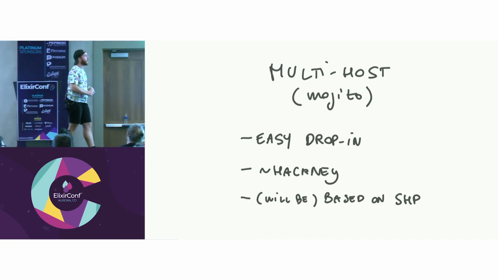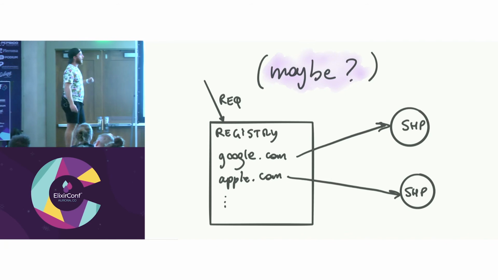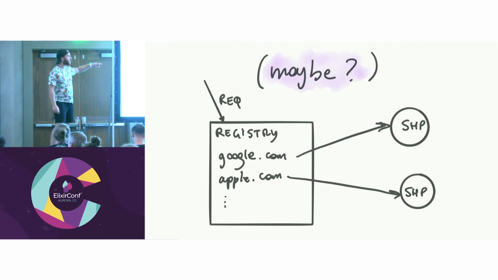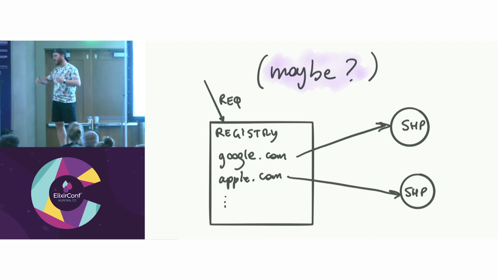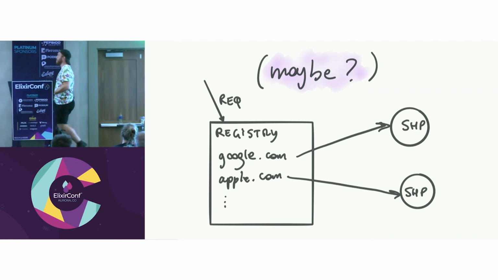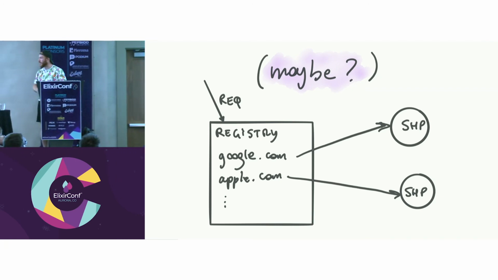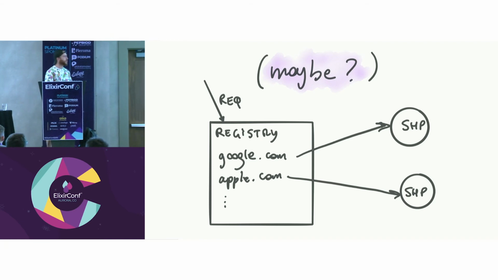A solution that I would like to see someday is a multi-host pool based on a registry, where you have single-host pools for a bunch of domains, and then you route through the registry to the right domain, so you don't have to have a middleman process. But we're really just thinking about this and experimenting with this. We're not really ready to do anything.